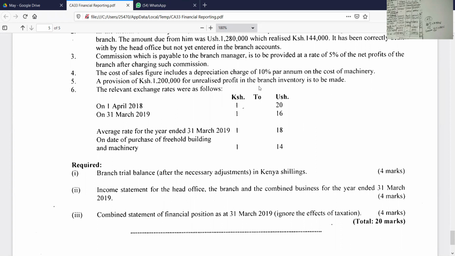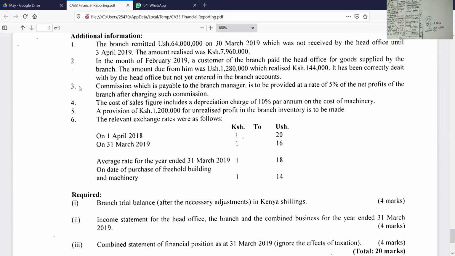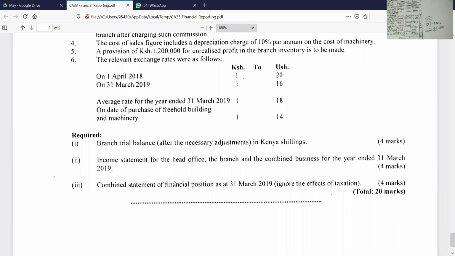Number 5, a provision of 1.2 for unrealized profit in the branch inventories to be made. There's no change. You knew how we dealt with the provision of unrealized profit. So the only thing they introduced here is now the number 3, which I've explained how to deal with. The others were the same. Even the relevant exchange rates, average rate, and rate on date of purchase of freehold building and machinery. Then they ask the same things: branch trial balance, income statement and statement of financial position.